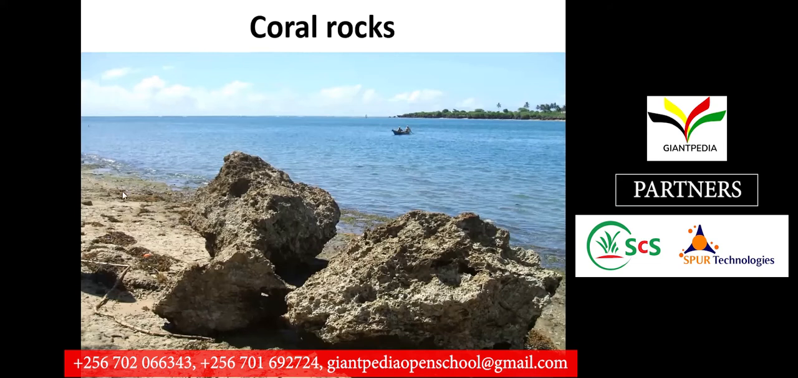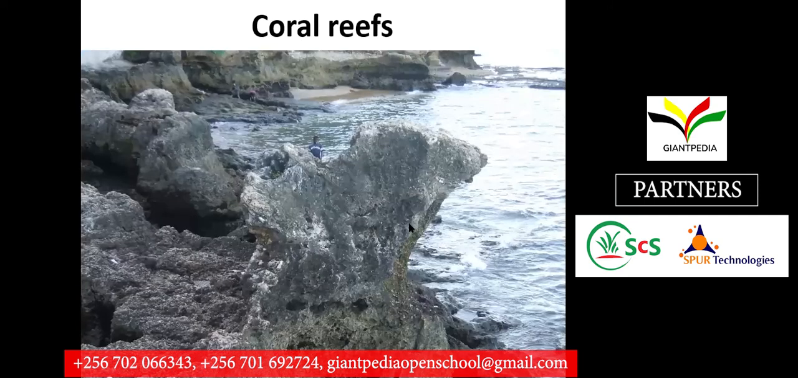This is what they call a fringing reef. You can see coral reefs. This is a coral platform, a landform made of coral rocks. A fringing reef attached to the sea. This is also at a place in Mombasa.